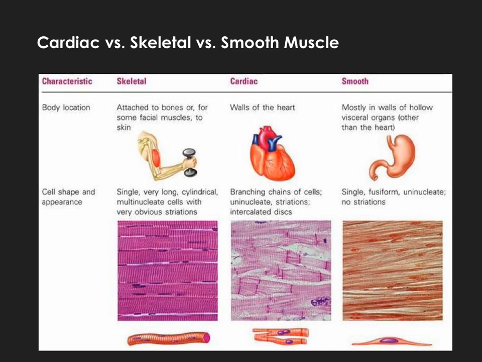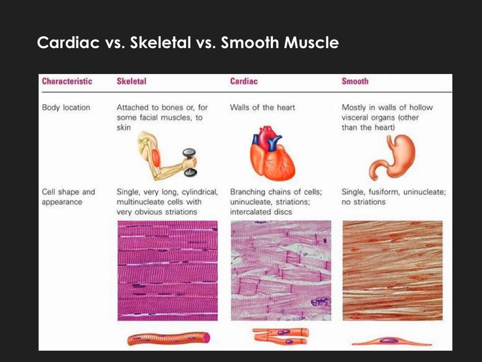These are called intercalated discs, and we find these in between different cardiac muscle cells. And in the picture above it, you can also see the intercalated discs here nicely. So that's something that you only see in cardiac muscle. You don't see that in skeletal muscle.